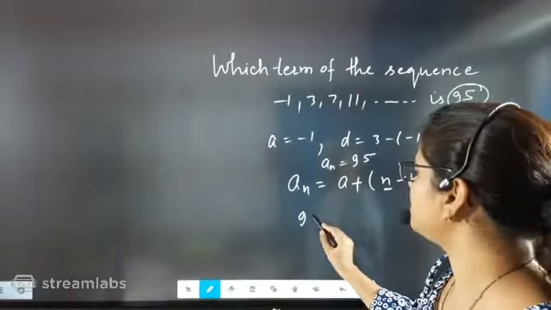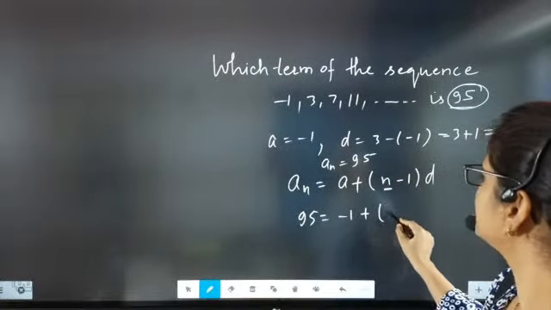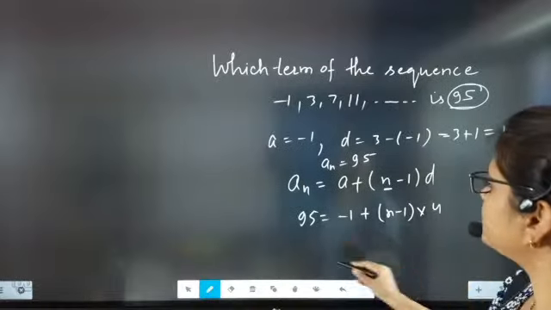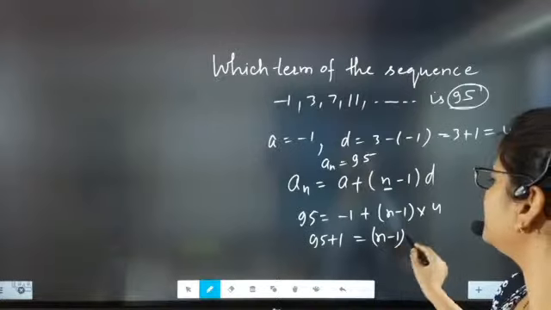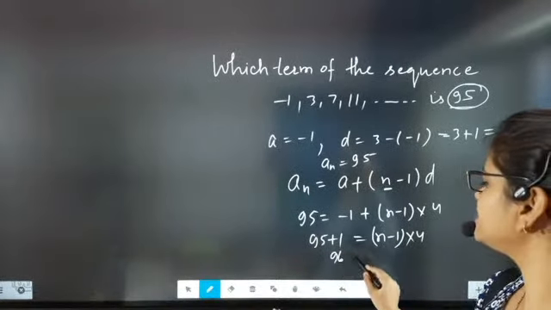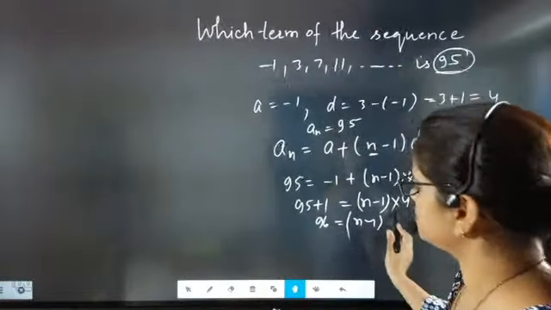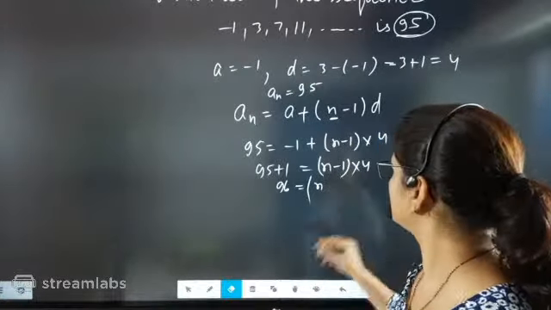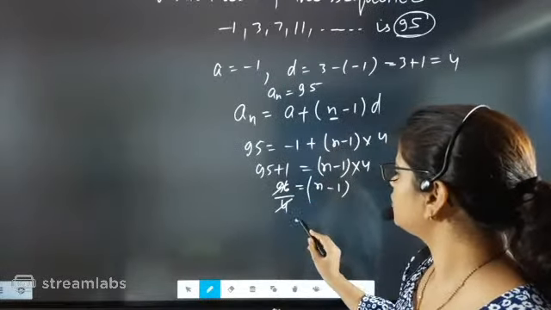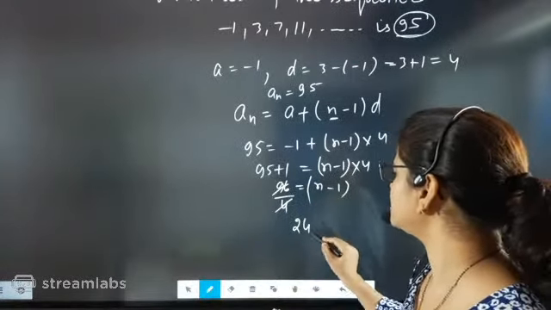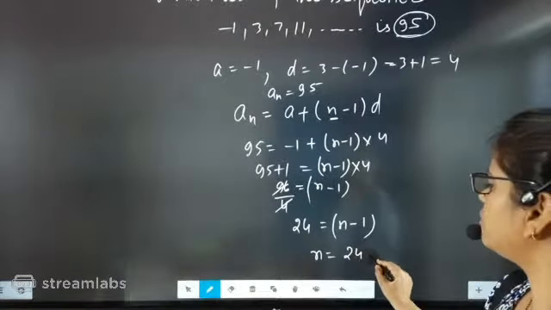So here 95 equal to -1 plus n minus 1 into common difference 4. So 95 plus 1 equal to n minus 1 into 4. That is 96 is equal to (n minus 1) into 4. So 96 by 4: 4 2s are 8 and 4 4s are 16, equal to n minus 1. So n equal to 24 plus 1.